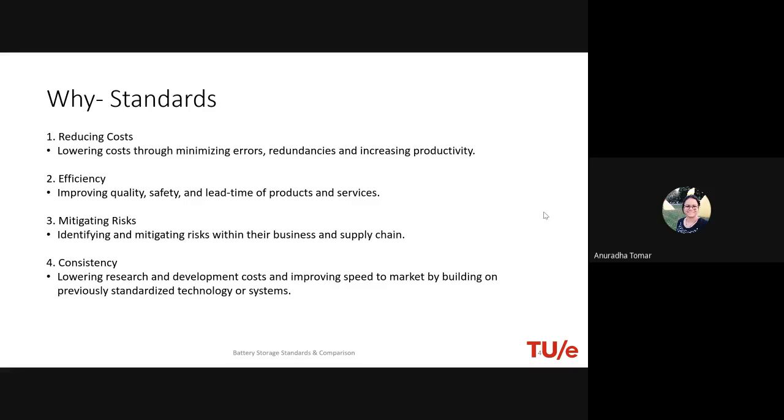Second is efficiency, because we have a standard reference line for designing the products, and therefore it improves the quality, safety, and lead time for products and services.